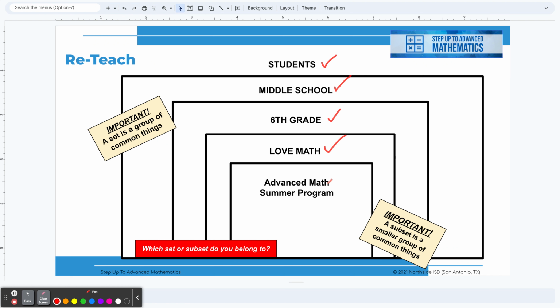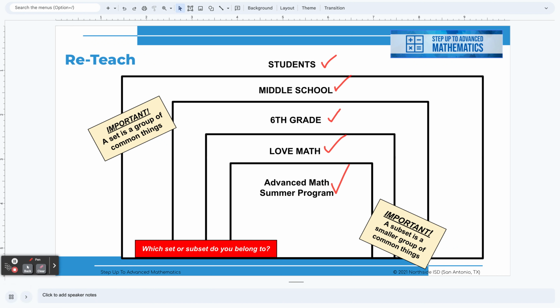But if I really wanted to describe us, I'd say we're part of the SUAM program, the Step Up to Advanced Mathematics Summer Program. That would more specifically describe us. So that's what sets and subsets are. They're groups of common things, but a subset is a smaller group of common things. Let's keep that in mind as we approach this math problem now, because we have to correctly organize our numbers.